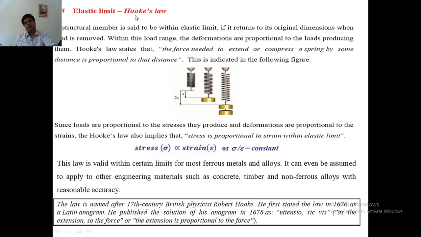Hooke is the name of the physicist or engineer who studied this and gave this statement. This stress can be tensile stress or compressive stress, whatever it is. It is a normal stress here. The stress is proportional to strain. So if I remove the proportionality constant, what will happen?